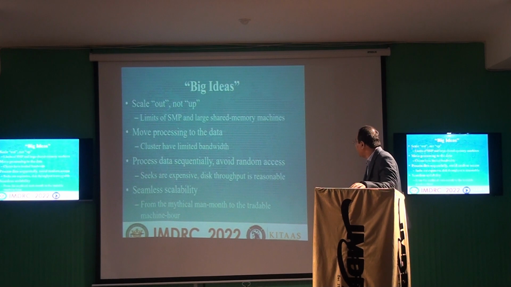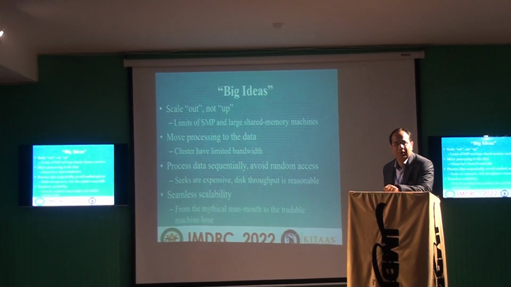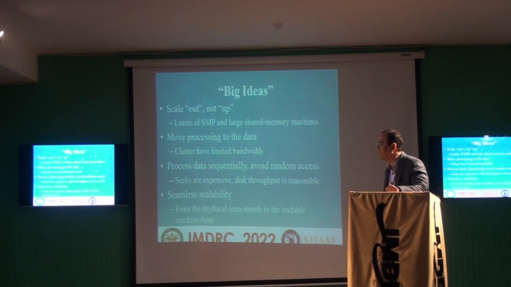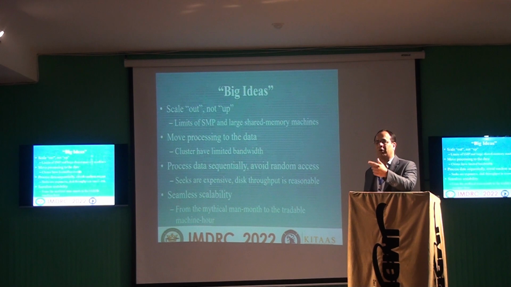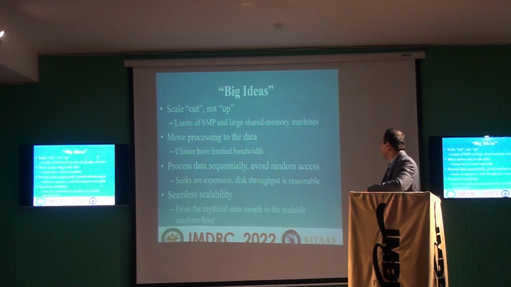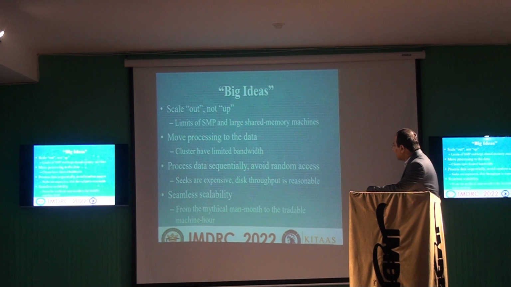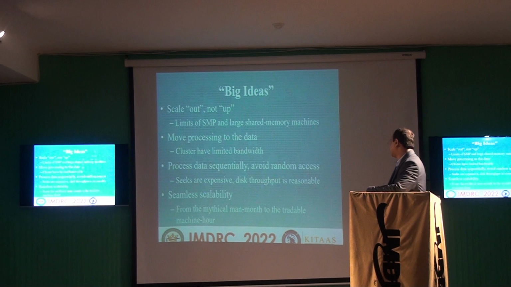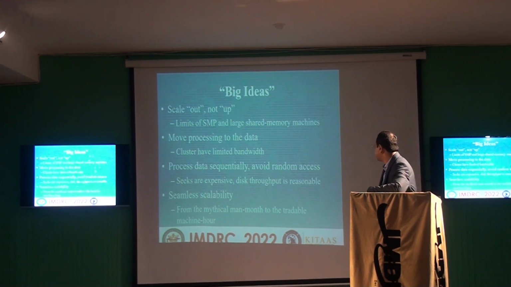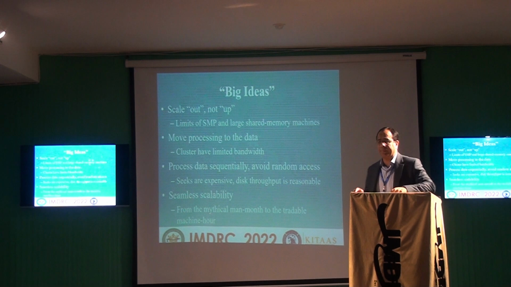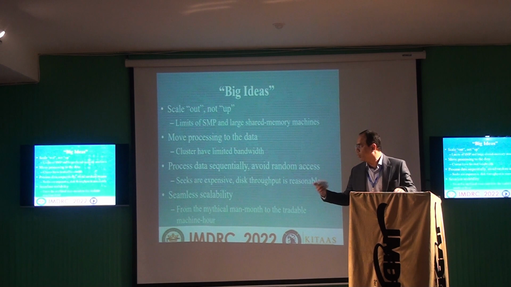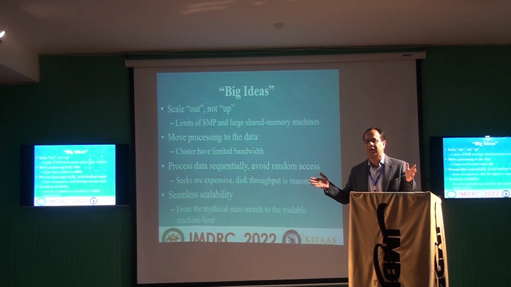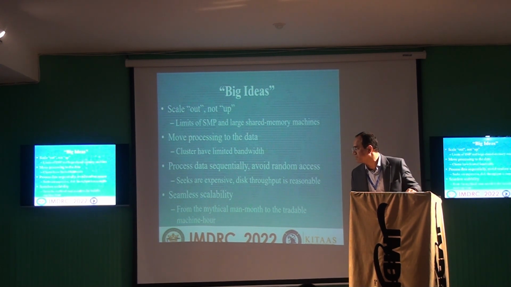Process data sequentially, avoid random access. Data is not accessed randomly because random access takes more time for searching, so process data in a sequential manner. Seeks are expensive, while throughput is reasonable. Seamless scalability from multiple man-months to a few machine hours. Actually, you pay for the machine hours. You pay as you go. If the processing time increases, your cost will also increase.